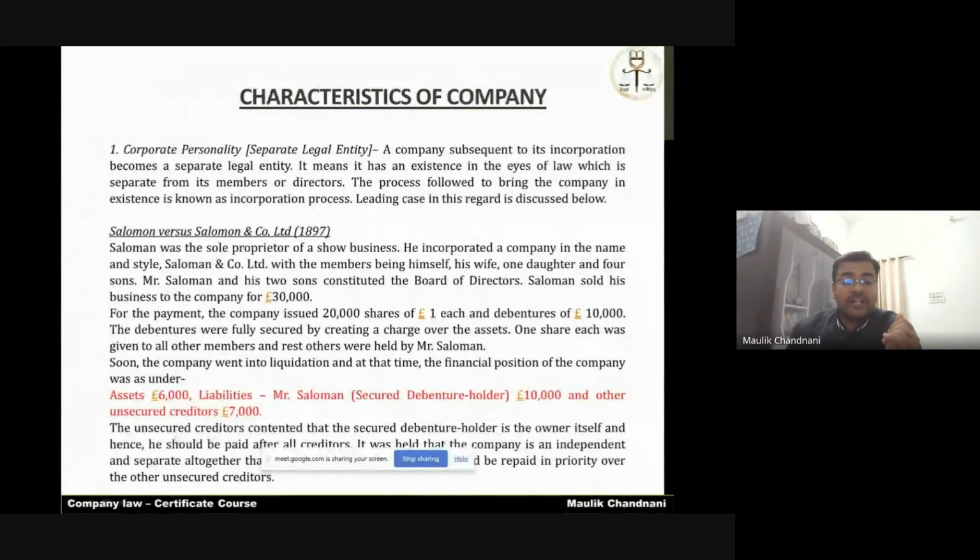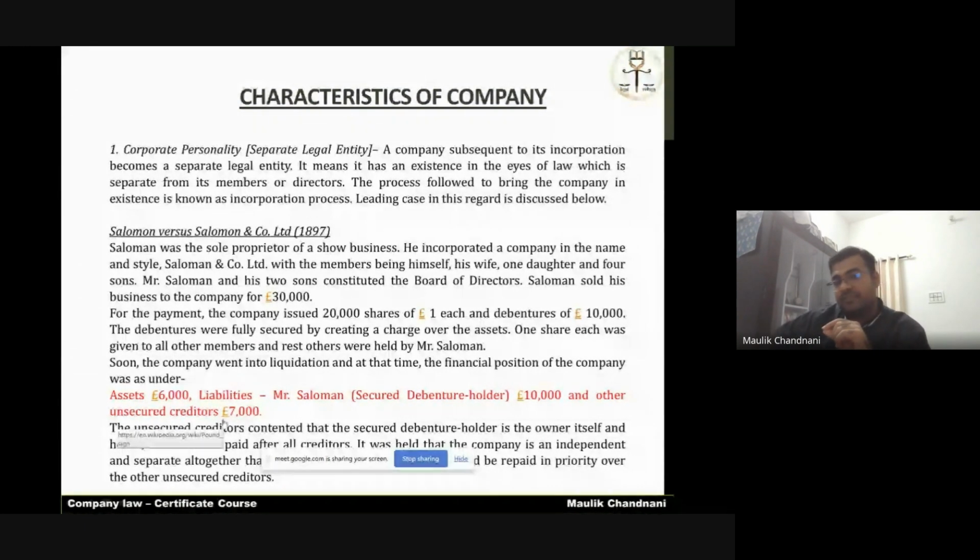But the unsecured creditors dragged the matter to the court and said that the secured debenture holder is nobody else than the owner himself. So why can the owner take the first money before paying us, the unsecured creditors? Because logically, the owners, the shareholders, will get the payment after paying the unsecured creditors. And Mr. Salomon is also the owner of the company, and his 10,000 rupees should be paid after our 7,000 rupees are paid off.